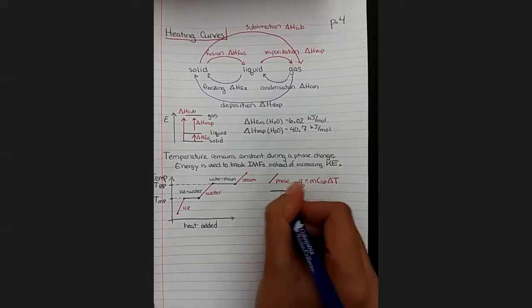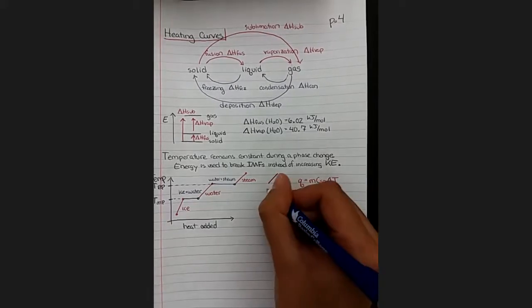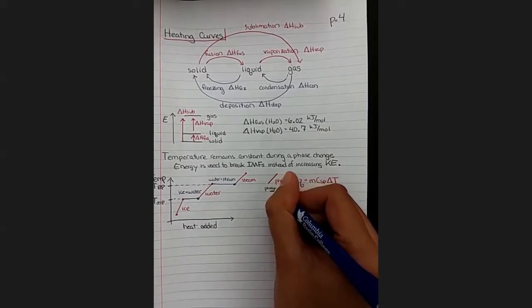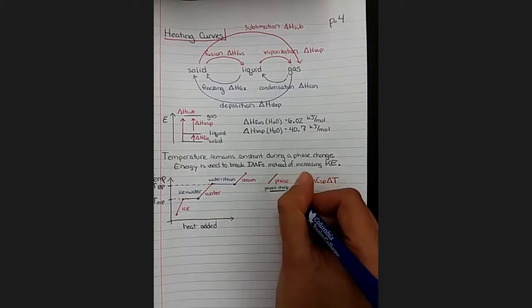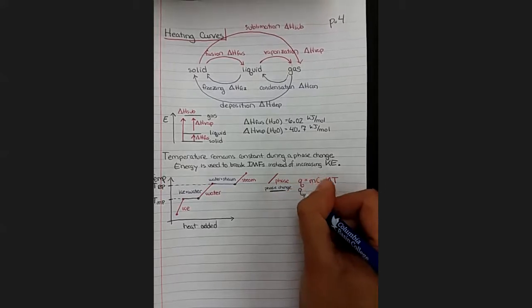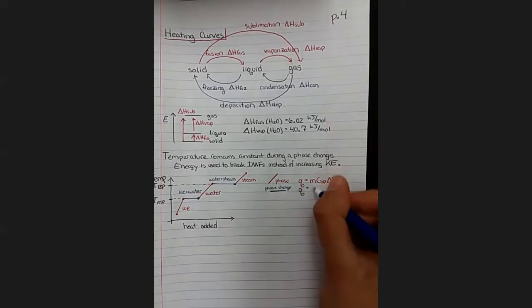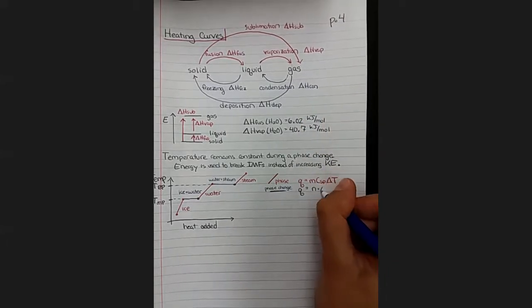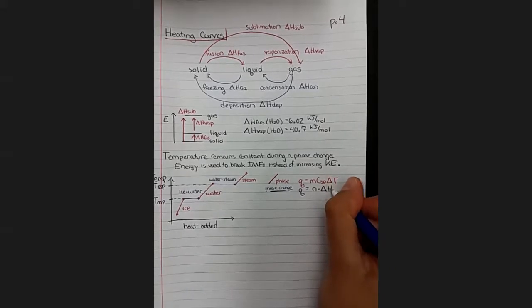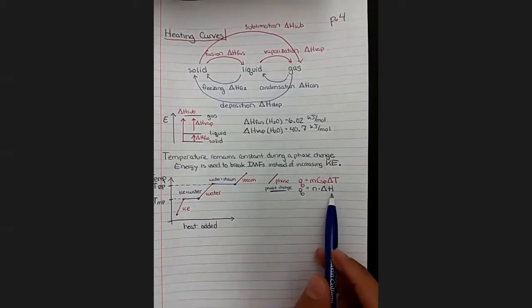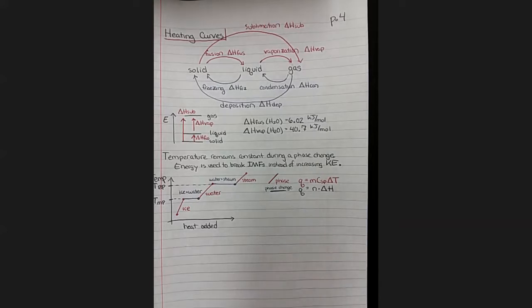If you have one of these pieces where you have a phase change that's happening, we are going to need the delta H value for that phase change. And we'll multiply that by n so that we can go from kilojoules per mole to kilojoules.